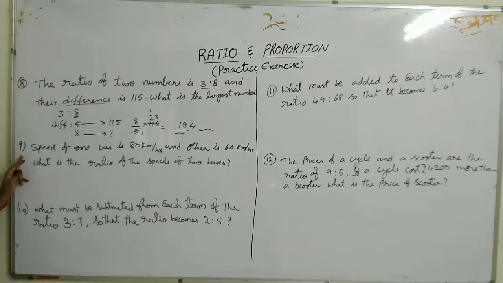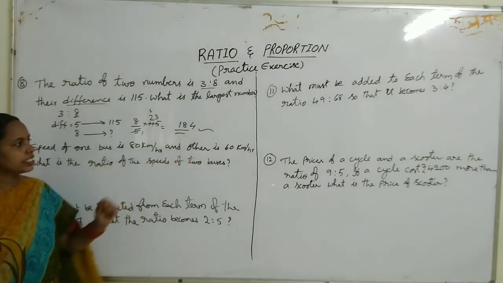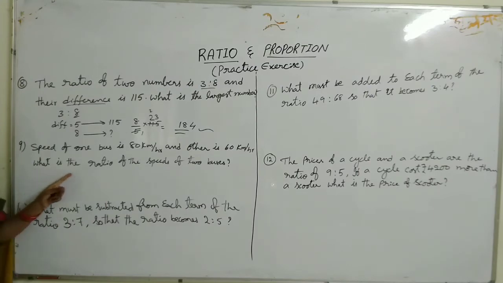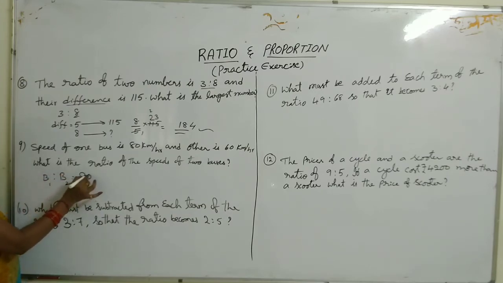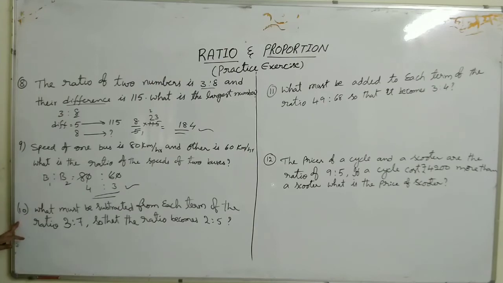Question number 9. The speed of one bus is 80 km per hour and the other is 60 km per hour. What is the ratio of the speeds of the two buses? So bus 1 speed is to bus 2 speed. Bus 1 speed is 80 km per hour and bus 2 speed is 60 km per hour. So here the units are the same, so directly we will do the cancellation. 20 fours, 20 threes. That is 4:3. Next.